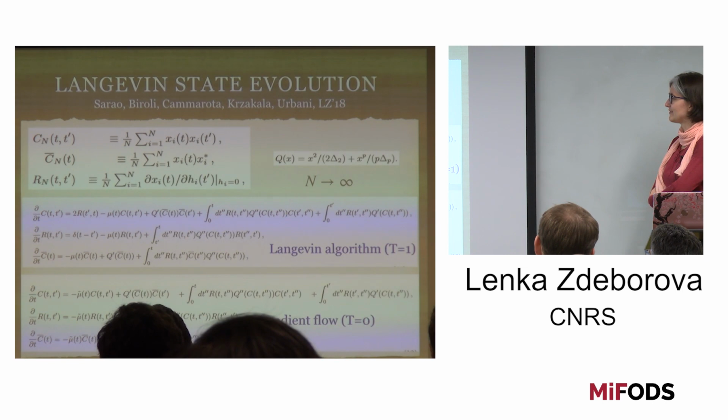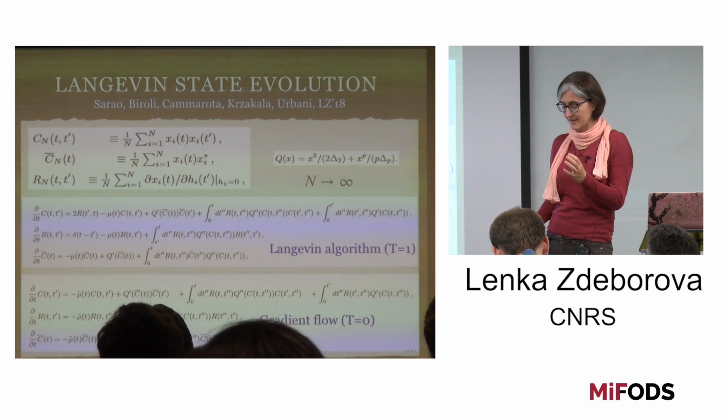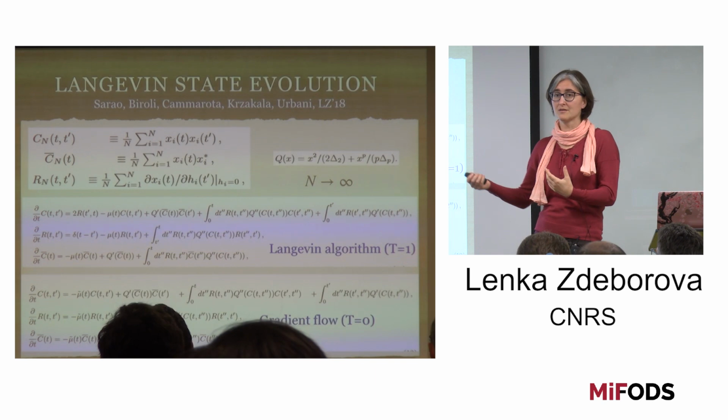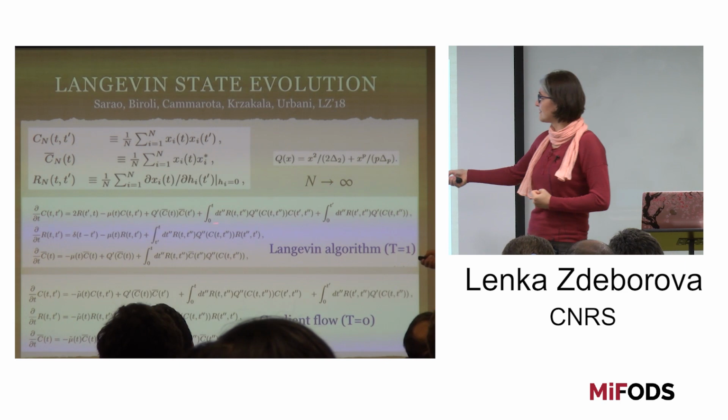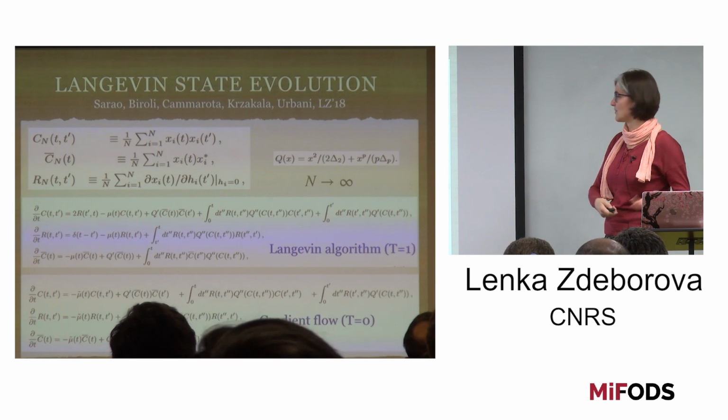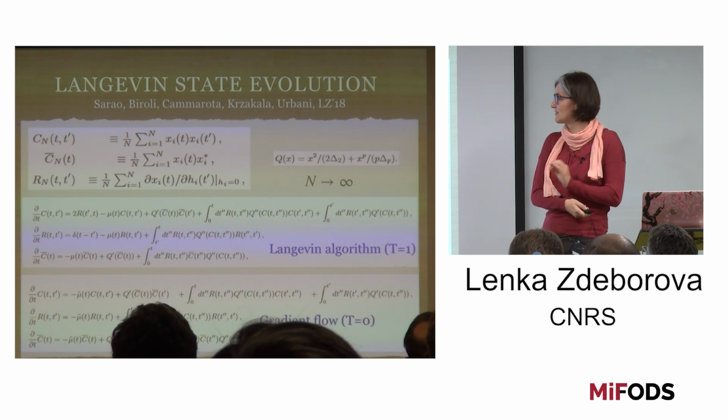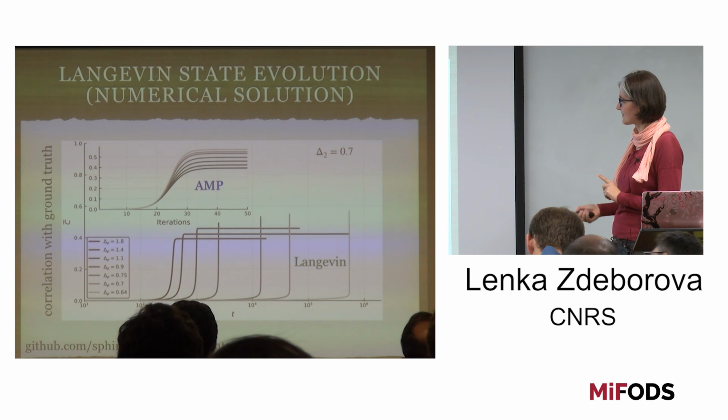It leads to a horrible set of equations, but they are written already in the limit of the dimension going large, and the dimension is not there anymore, and it's a closed set of integro-differential equations on three variables that are not important. It's not completely trivial solving them numerically, but you can do that. And you learn about the behavior of the algorithm, which I show here.